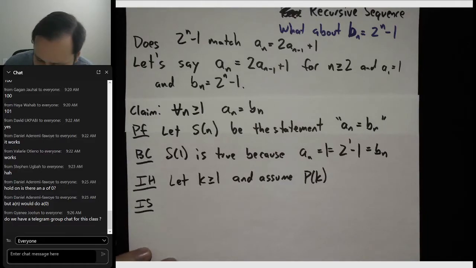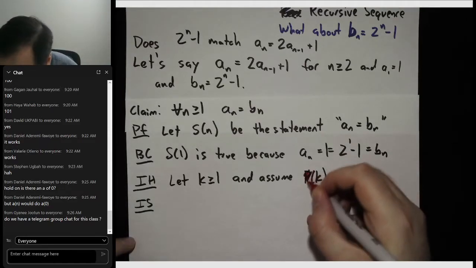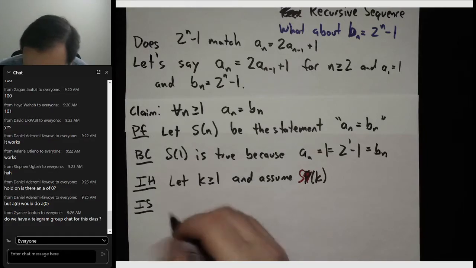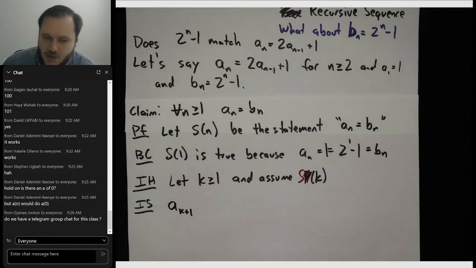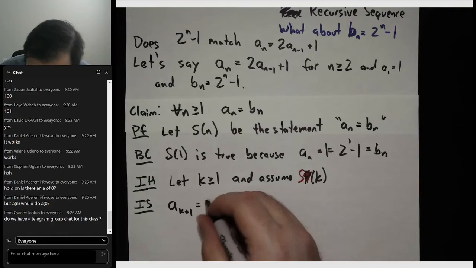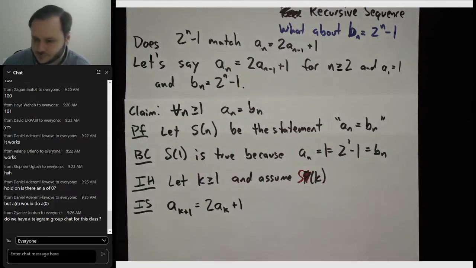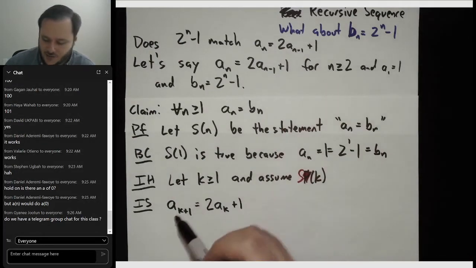So, okay, I want to show S. My mistake. Assume S of k. I want to show S of k plus 1. So let's look at A sub k plus 1. And I only know one thing about A of k plus 1, and that's to use the recursive definition. So A of k plus 1 is equal to twice A sub k plus 1. That's using my recursive formula.